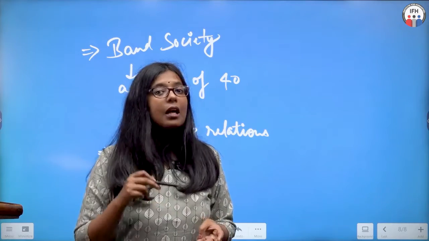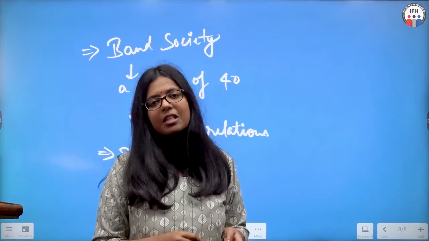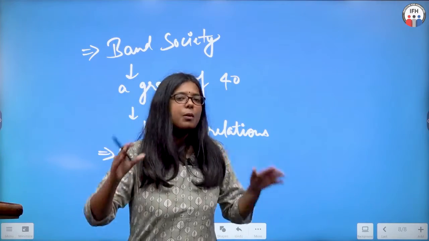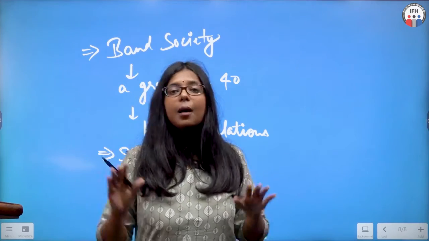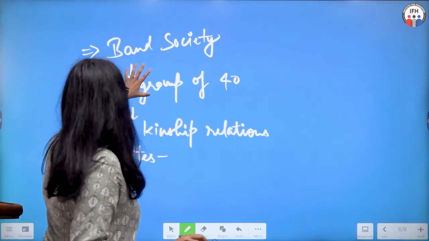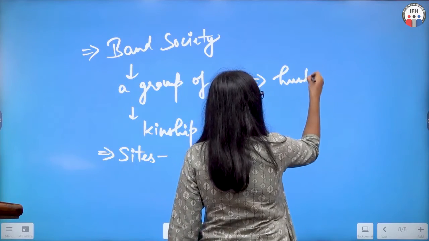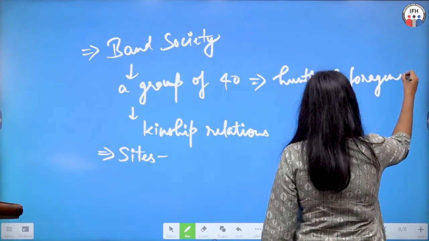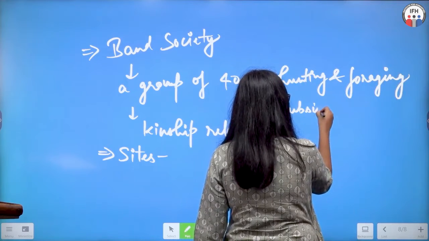Everybody is equal. The institution of patriarchy, the institution of caste, the institution of social division, nothing has originated as of now. They are just living in a group of people who are all equal. There doesn't exist any kind of hierarchy, be it based on gender, class or caste. They are living in a band of 40. What they are doing, they are hunting and foraging to survive. So the economy is based on subsistence.